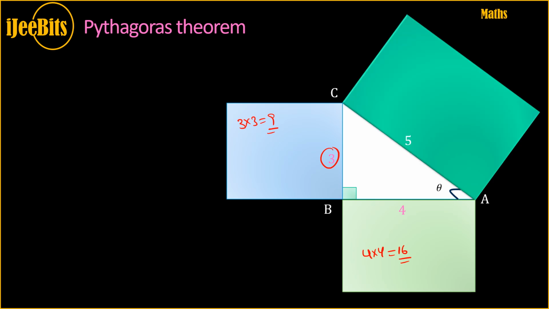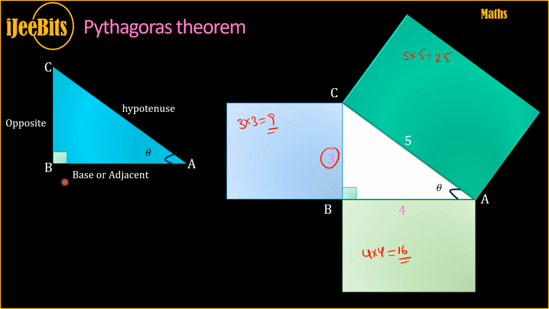Similarly, if I construct a square on the hypotenuse side, which is 5 units, then the area of the square would be 5 into 5 equal to 25 units. So what Pythagoras talks about is this square, right? The area of this square is the sum of the areas of the other two squares. That's what he talks about.